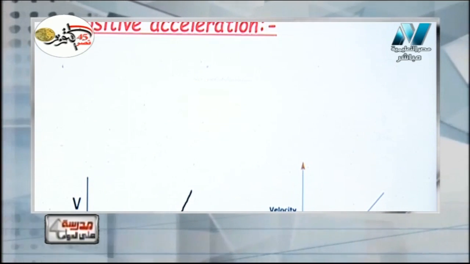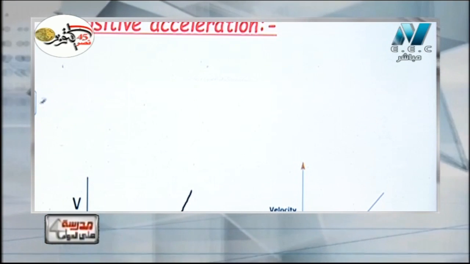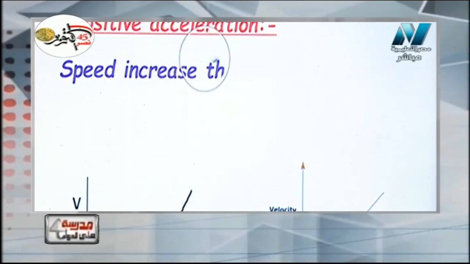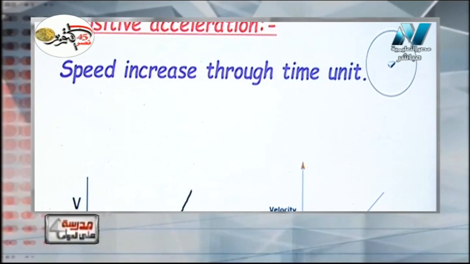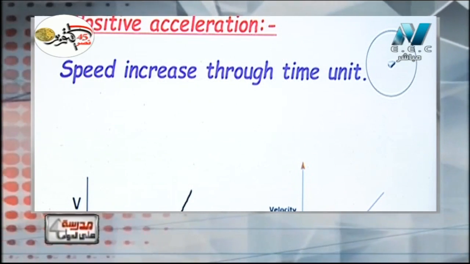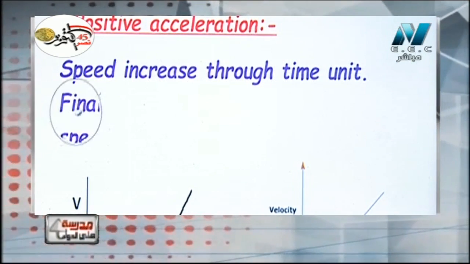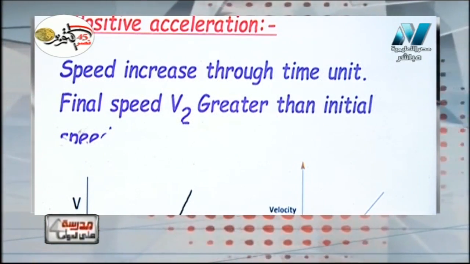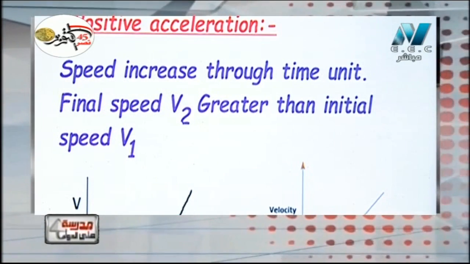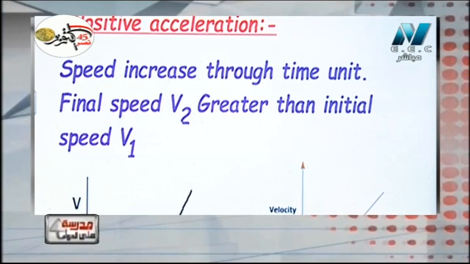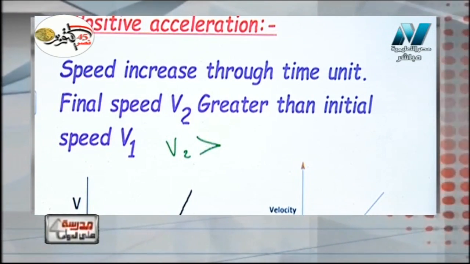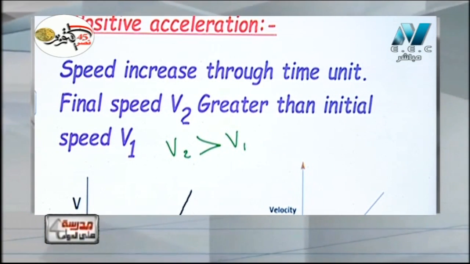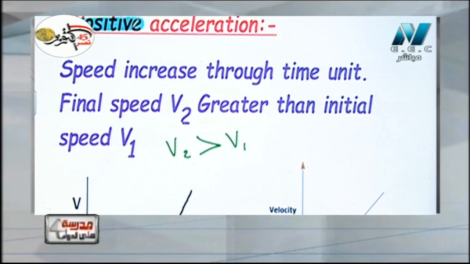We have number one, positive acceleration, and number two, negative acceleration. Positive acceleration means speed increases through time units. So here the speed increases as time units pass. So here we have final speed greater than initial speed. So we have final speed V2 greater than V1. So the value of this acceleration is what? It is positive acceleration. Be careful.